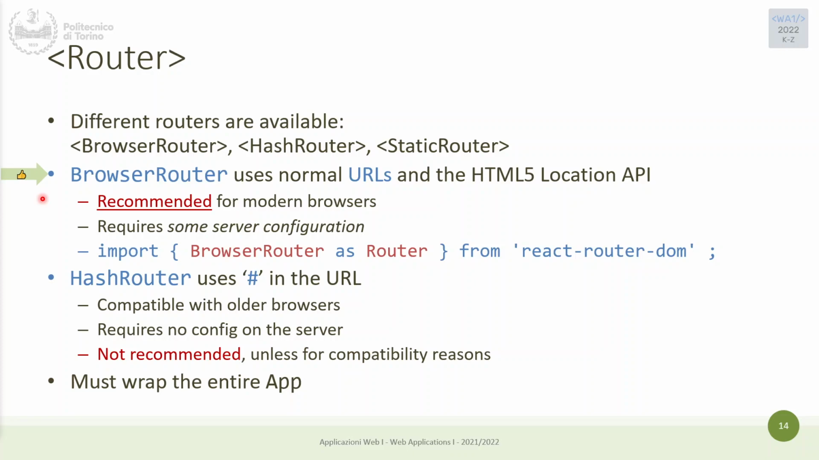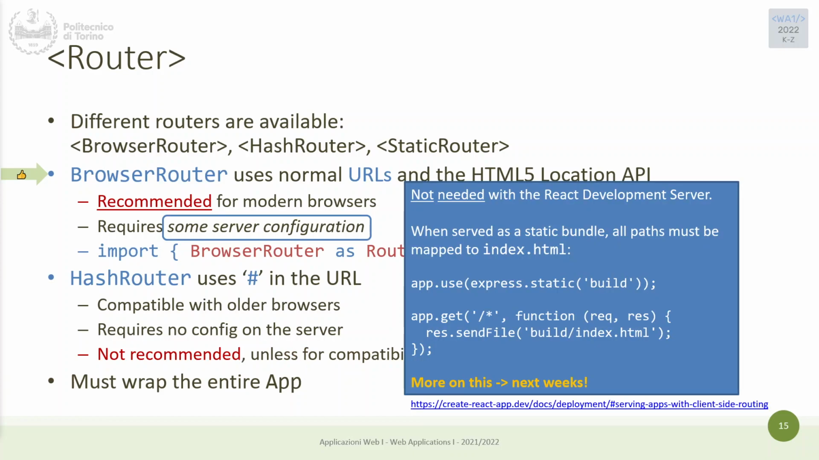Actually, we do not recommend using them unless for compatibility reasons, or if you can't have access to the backend. So if they give you a fixed backend and you are not able to enable the possibility of using routes, and you want to implement this kind of mechanism and create a single page application, you are forced to use this kind of router. But otherwise, you can forget about hash router and you will use the browser router for the entire duration of the course. And as I said before, you must wrap the entire app.